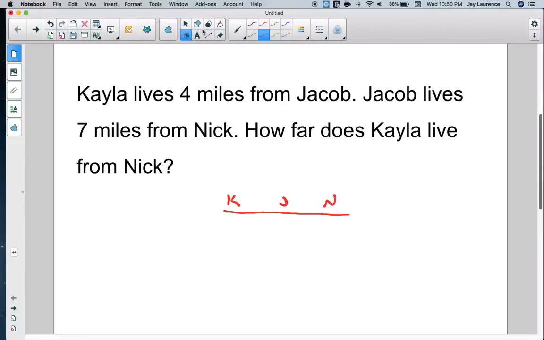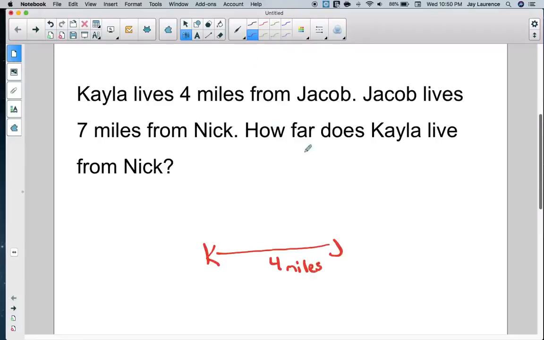That does not have to be the case. That could be the case, but we're not limited to that. So what we're going to do is assume that they are not in a line. And we are going to put Kayla here, and then Jacob here, and we know that the distance between their two homes is 4 miles.